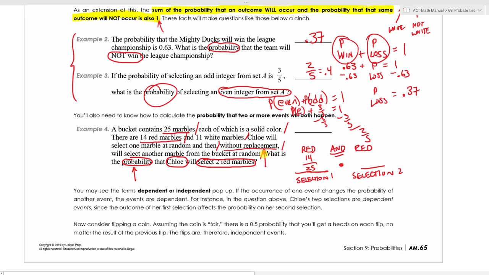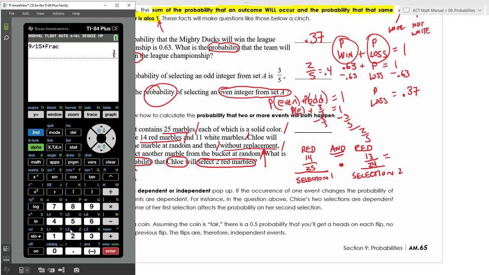This phrase right here tells us that whatever marble we pick on this first selection, we do not put back into the bucket. And what that means is if we pick a red marble on this first selection, there will now be only 13 red marbles left for the second selection, and furthermore, there will only be 24 total marbles in the bucket. Because we have pulled out a red marble, we have to decrease the number of red marbles by 1. We also have to decrease the total number by 1. When we multiply these together, we're going to get somewhat of a big ugly number. Let's go ahead and do that.